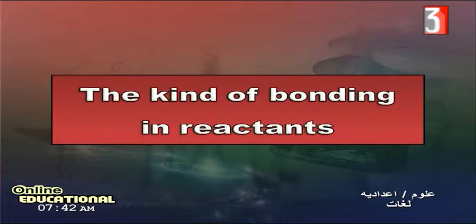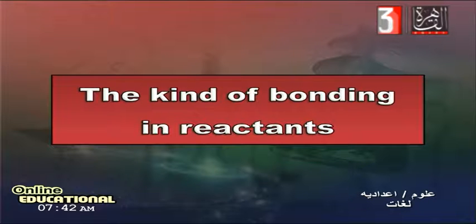The first factor is the nature of reactant, the kind of bonding in reactant. As we studied in the second year and the first year, the types of bond are covalent bond and ionic bond. But what is the difference between ionic and covalent bond, or how can the kind of bond between molecules affect the chemical reaction speed?